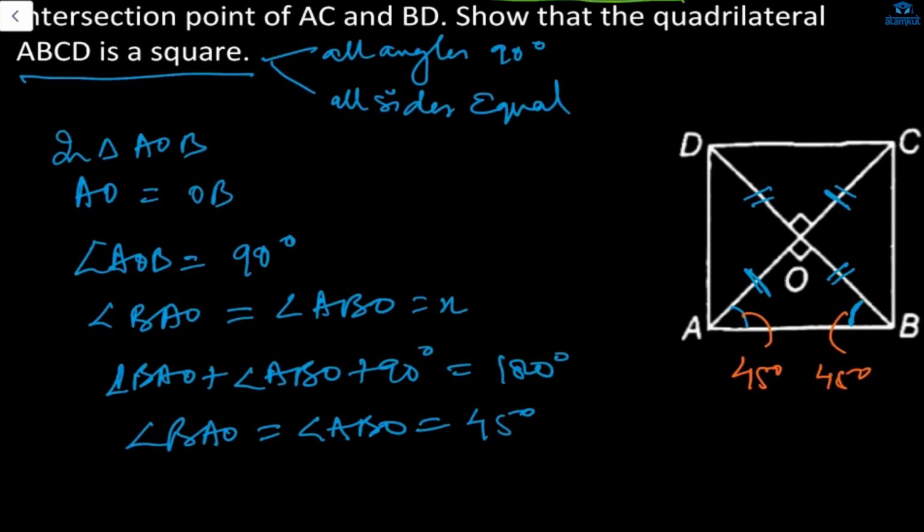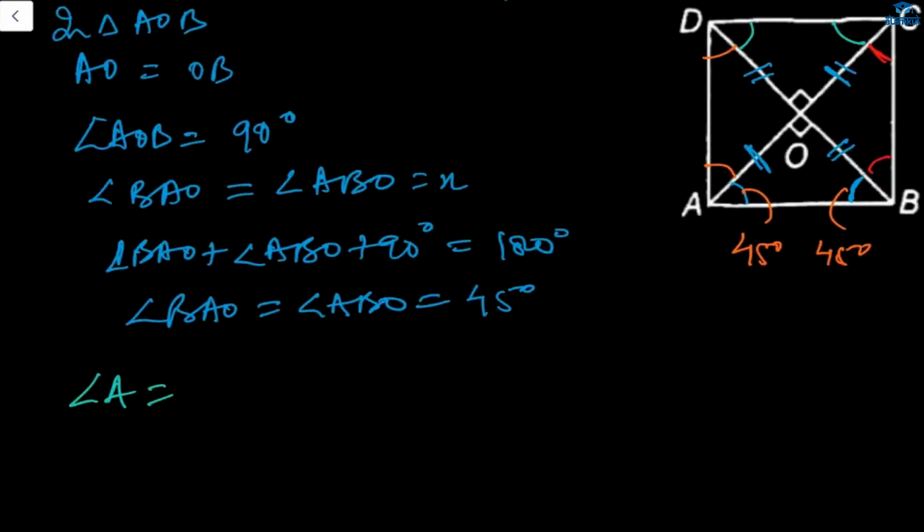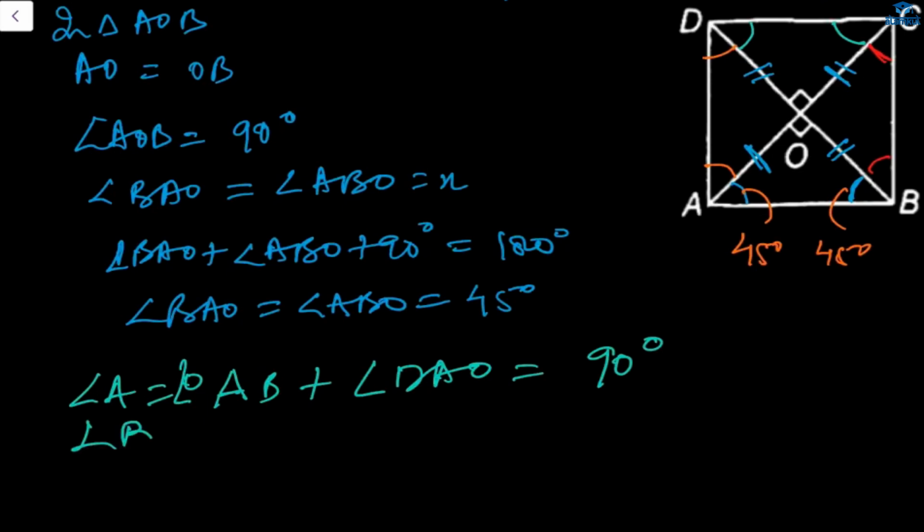Now, similarly, for each triangle, you will be having the same thing. For all the triangles, it will be equal to 45 degrees. For every triangle, I will mark it with a different color. Now, if you add up for angle A, angle A will be equal to angle OAB plus angle BAO, which will be equal to 90 degrees. Similarly, for all the angles, you will get 90 degrees.